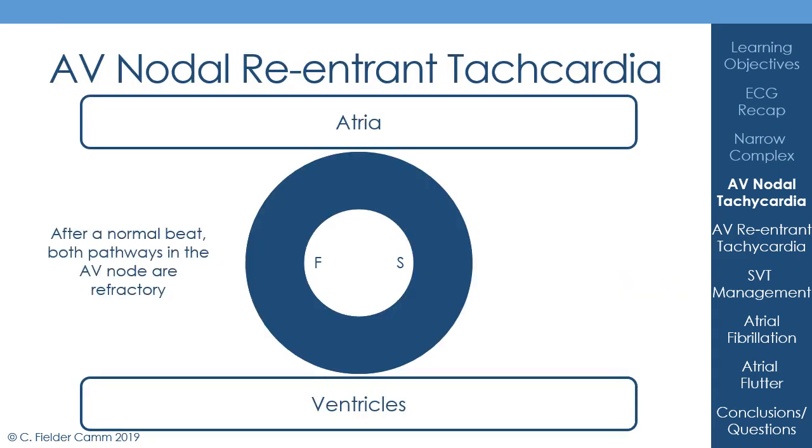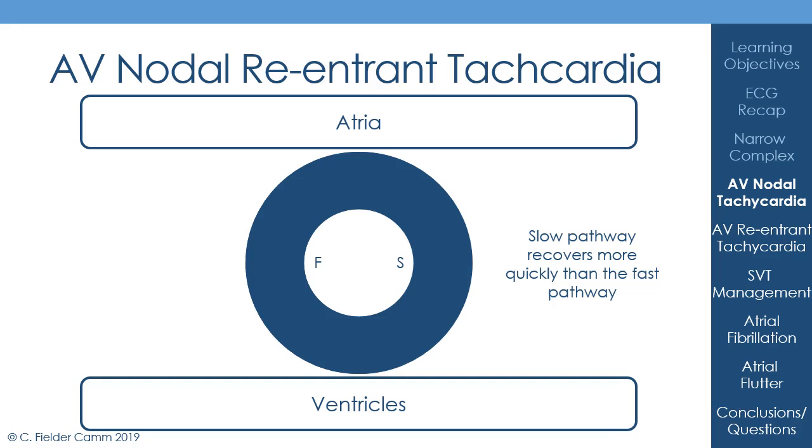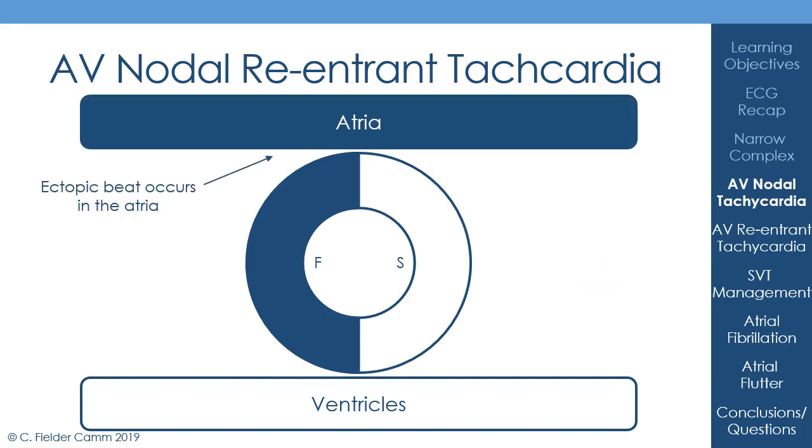So after a normal beat, both pathways in the AV node are refractory, okay, and so they're unable to take another depolarization. But rather oddly, the slow pathway recovers more quickly than the fast pathway. So it's a slow pathway and it has a short refractory period. Okay, so the S is slow and short here. Which means that it is ready for another signal, while the fast pathway isn't. So this isn't normally a problem when the heart is beating normally, because there's a long enough pause between P waves, between atrial depolarizations, for both pathways to recover.